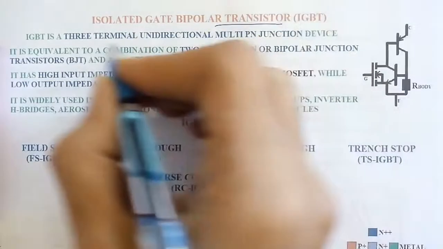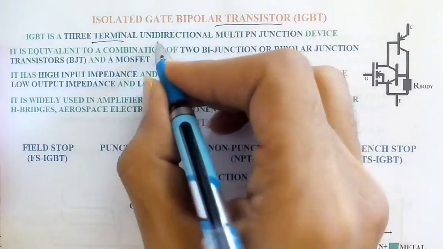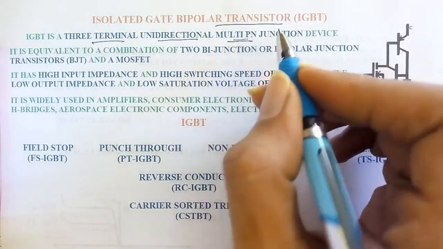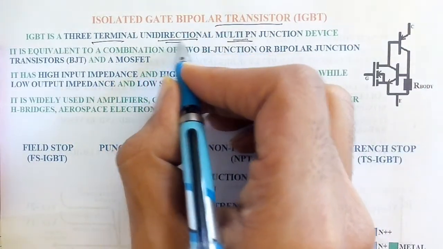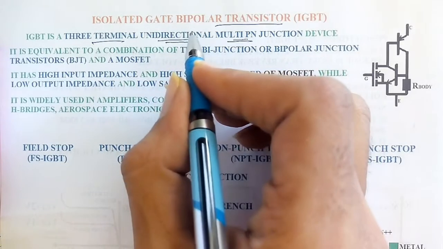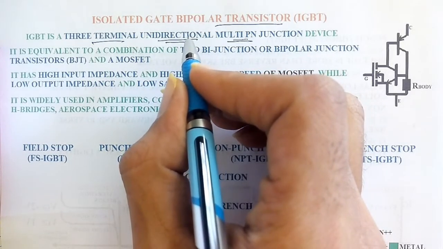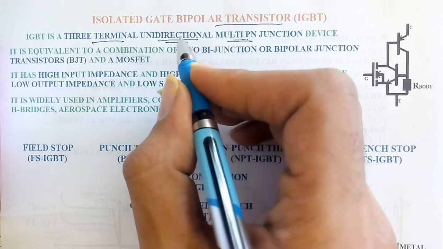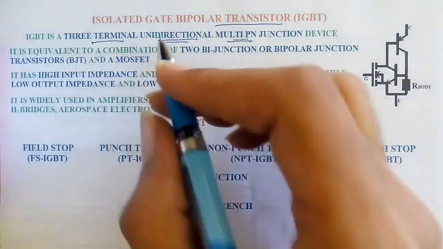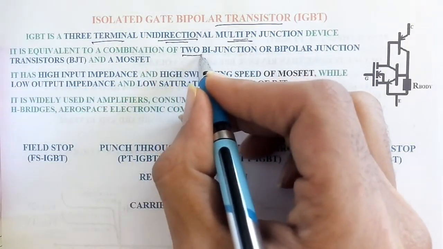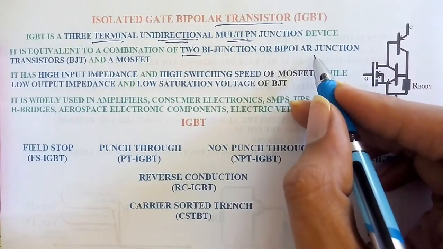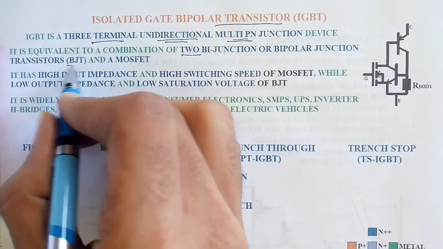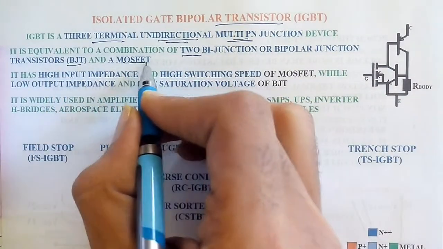Insulated gate bipolar transistor is a 3-terminal unidirectional multi-PN junction device. Unidirectional here indicates it has polarity and could be connected to a voltage source only according to its polarity. It is equivalent to a combination of two bipolar junction transistors and a MOSFET.